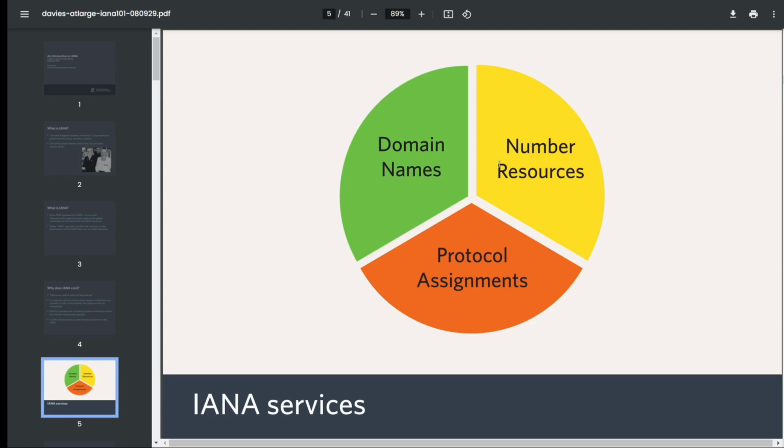Now number resources. What are number resources? Number resources means IP addresses, which this whole series is based on, right? And the third is protocol assignment. Protocols means rules. Whenever you communicate on the internet with other systems, you have to follow some protocols, some rules. There are different protocols and different port numbers on which they work. For example, we have SSH on port number 22, FTP on port number 21, DNS on port number 53, etc. So these are the services.